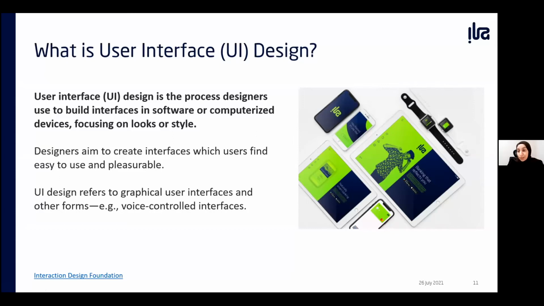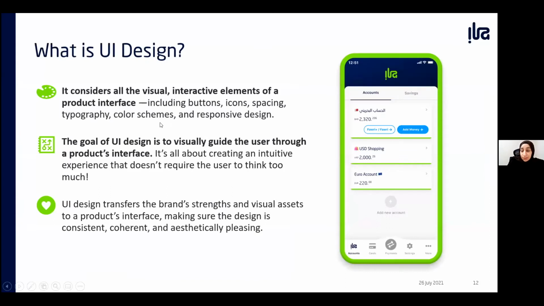Now, the UI design could come in different forms. It could be a graphical user interface, or, for example, a voice-controlled interface, which is an example of how you interact with Siri, Alexa, Google Assistant. To continue, UI design considers all the visuals and interactive elements of the product interface, and this includes the buttons, the icons, the spacing, the typography, the colors, and the responsive design.